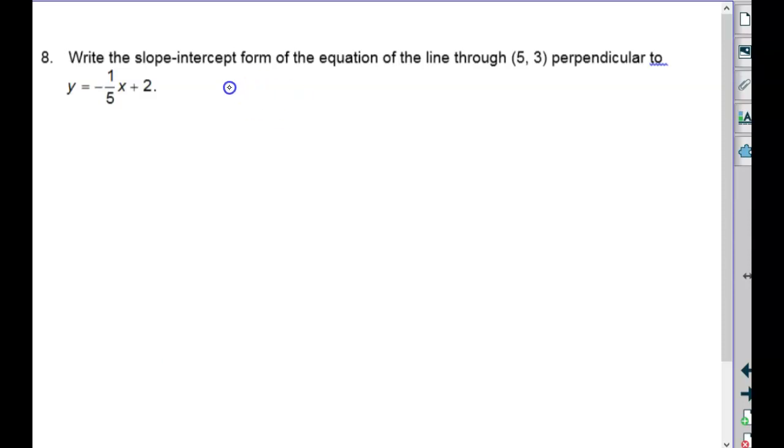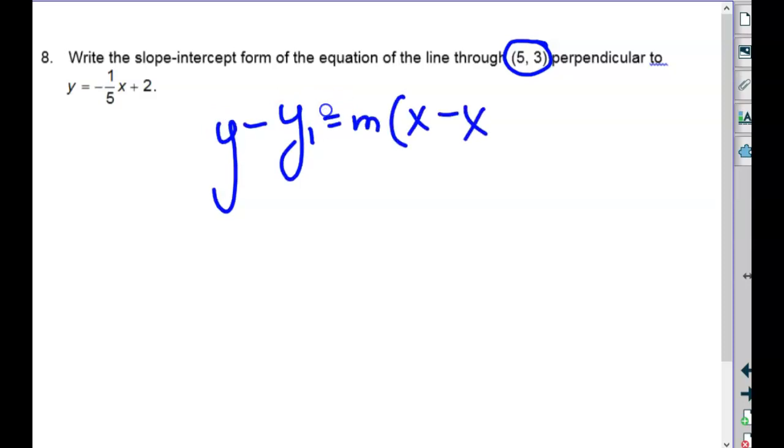Okay, write the slope-intercept form of the line perpendicular through here, perpendicular to here. So I'm going to use point slope, which starts out y minus y sub 1 equals m times x minus x sub 1. What is the slope if I want a perpendicular to that? Okay, I have to flip it over and change the sign, so the perpendicular slope will become positive 5. And then it's going through this x and this y. So I'm going to put those numbers in here.